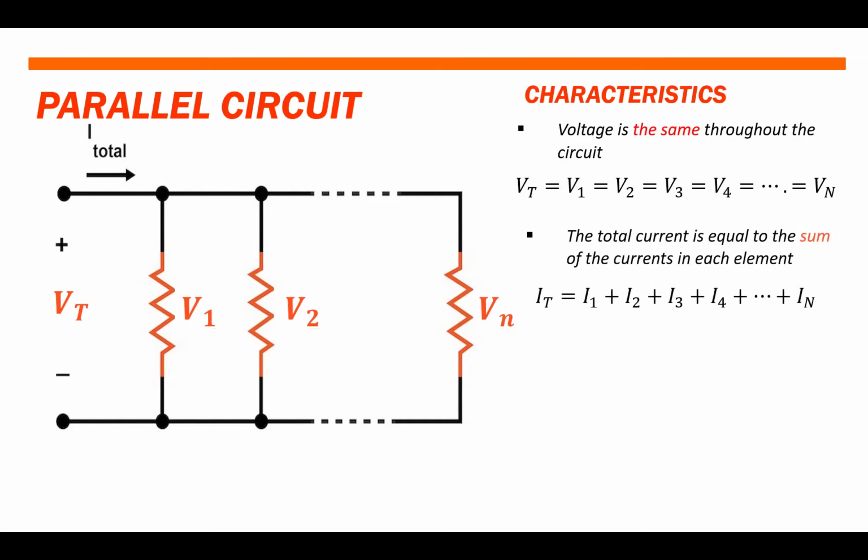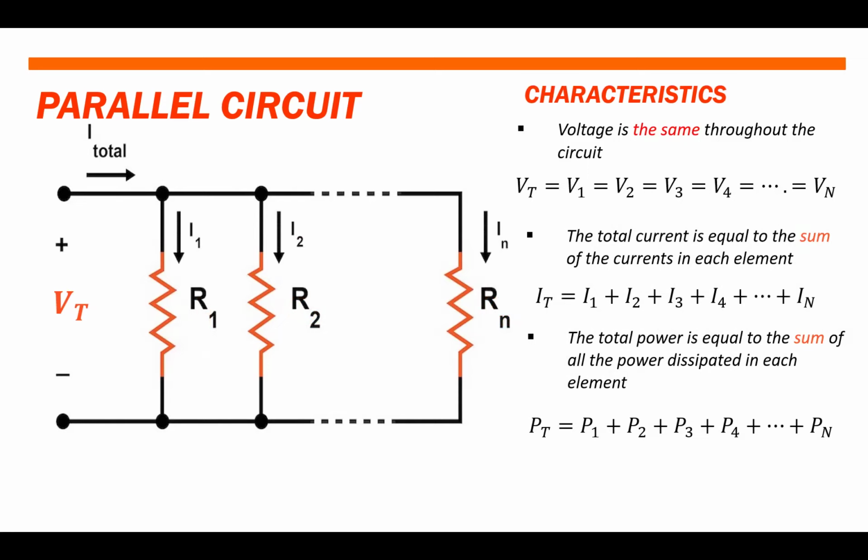So, the total current is equal to the sum of the currents in each element. So, the total current is equals to I sub 1 or the current flowing in resistor 1 plus I sub 2, that is the current flowing in R sub 2, plus I sub 3, the current flowing at resistor 3, and so on. So the total power is equal to the sum of all the power dissipated in each element. So mathematically, that is total power is equals to P sub 1 plus P sub 2 plus P sub 3, and so on and so forth.